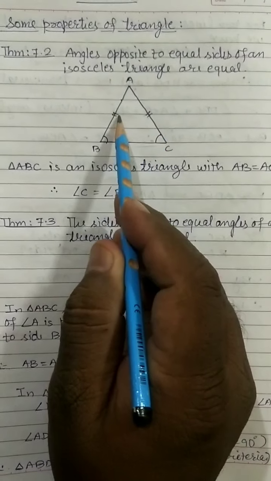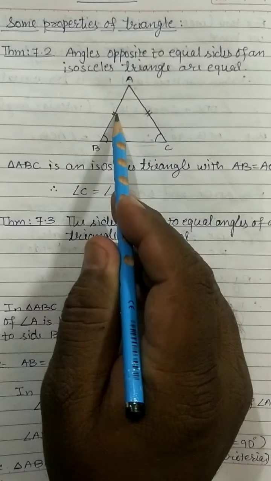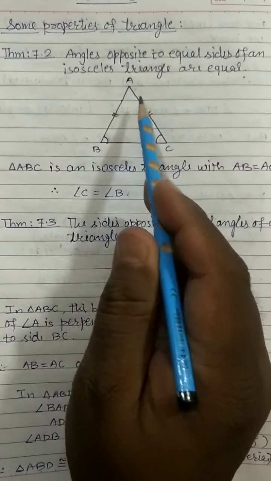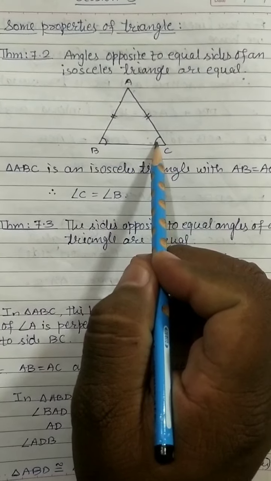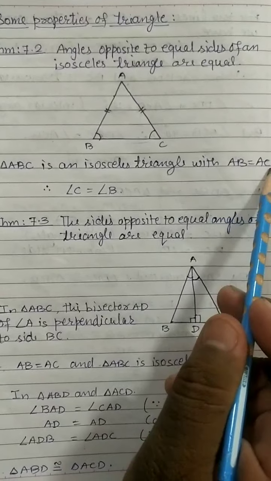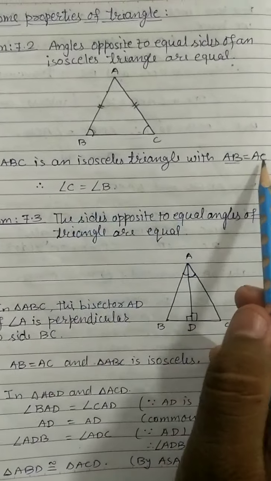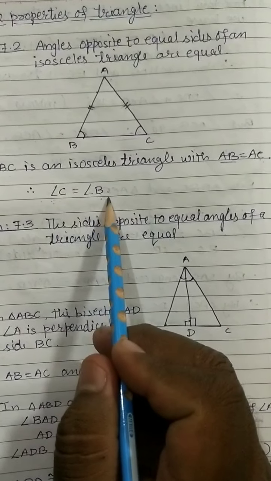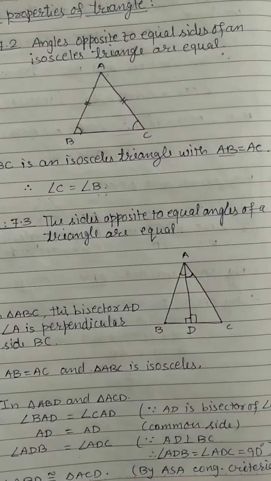sides are equal. So by the theorem, it is said that angles opposite to equal sides, that is, this angle is opposite to side AB and this angle is opposite to side AC, right? So we can say angle B is also equal to angle C. That is, triangle ABC is an isosceles triangle with AB equal to AC. Then the angle opposite to this side is angle C and opposite to this side is angle B, right? So C and B are also equal. So we can say angles opposite to equal sides are equal in an isosceles triangle.